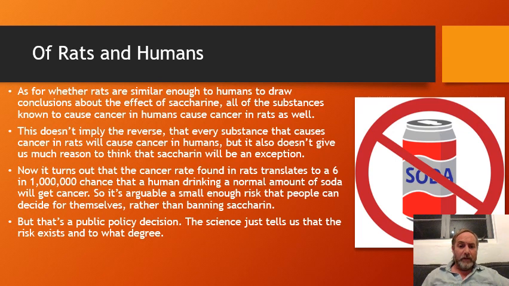So it turns out that the cancer rate found in rats translates to about a 6 in 1 million chance that a human drinking a normal amount of soda will get cancer. So it's a risk, but a relatively small risk, right? It's small enough that it seems like a person can decide for themselves whether they want to drink soda and run that risk. So that's a public policy decision. That's probably why they just went with a warning label instead of a ban of saccharin.